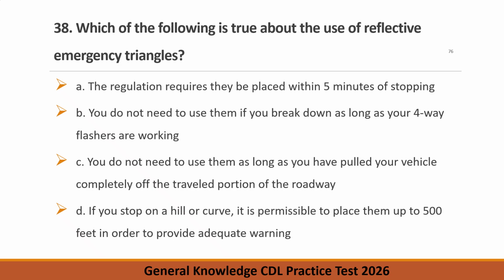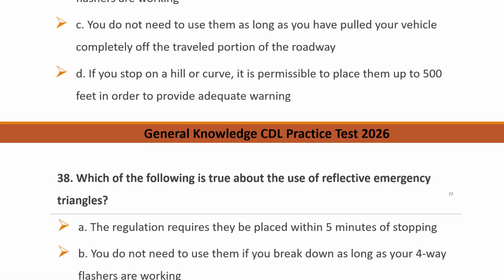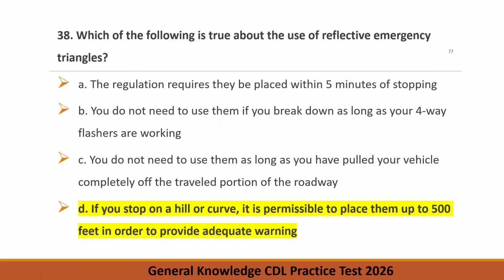38. Which of the following is true about the use of reflective emergency triangles? A. The regulation requires they be placed within 5 minutes of stopping. B. You do not need to use them if you break down as long as your four-way flashers are working. C. You do not need to use them as long as you have pulled your vehicle completely off the traveled portion of the roadway. D. If you stop on a hill or curve, it is permissible to place them up to 500 feet in order to provide adequate warning. Answer, D.